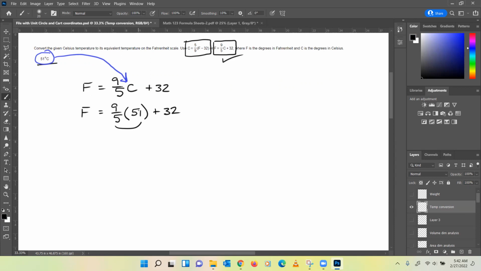So I'll take 51 times 9, divide by 5. And then I'll add 32 to that. And I get a Fahrenheit temperature of 123.8 degrees. That's pretty warm. Quite a difference from 51. That's an amazing difference. And most of the temperatures that we deal with here have that kind of difference to them.